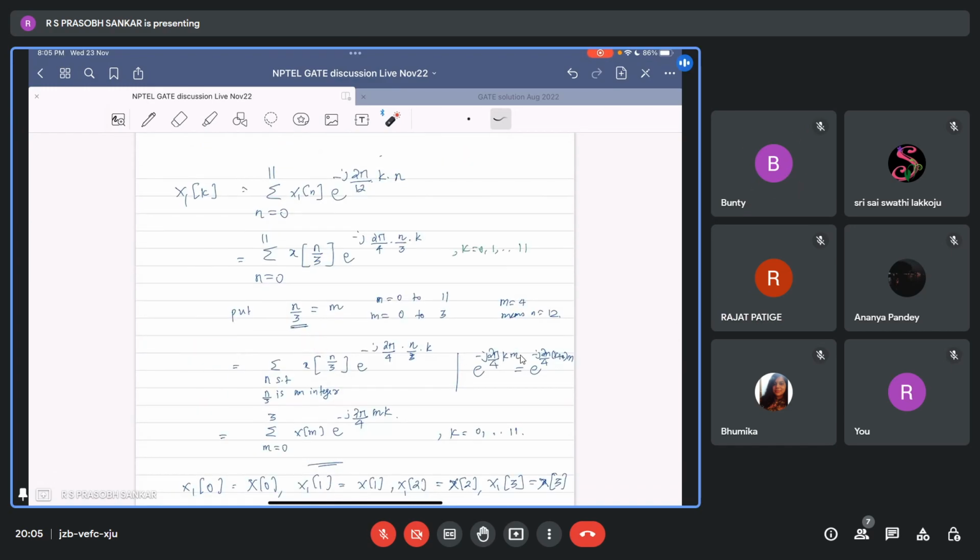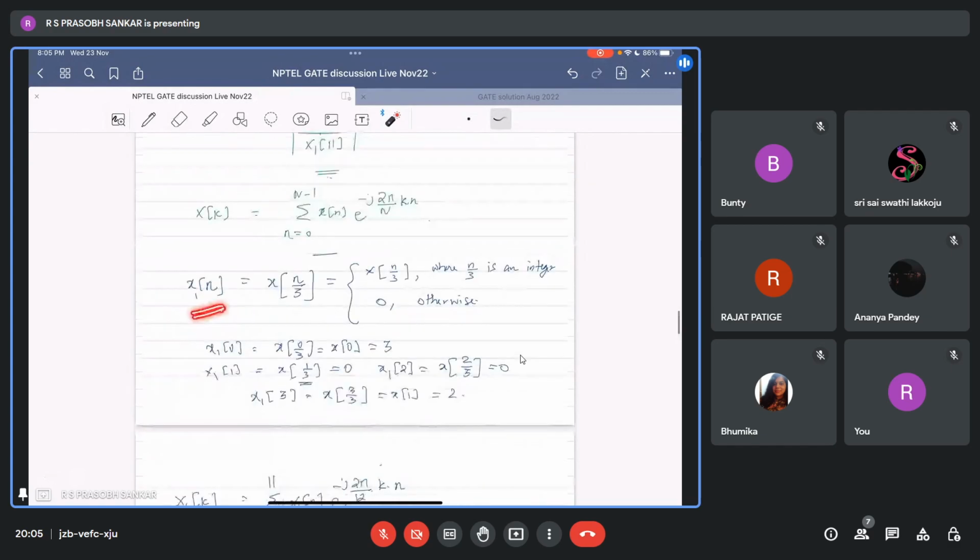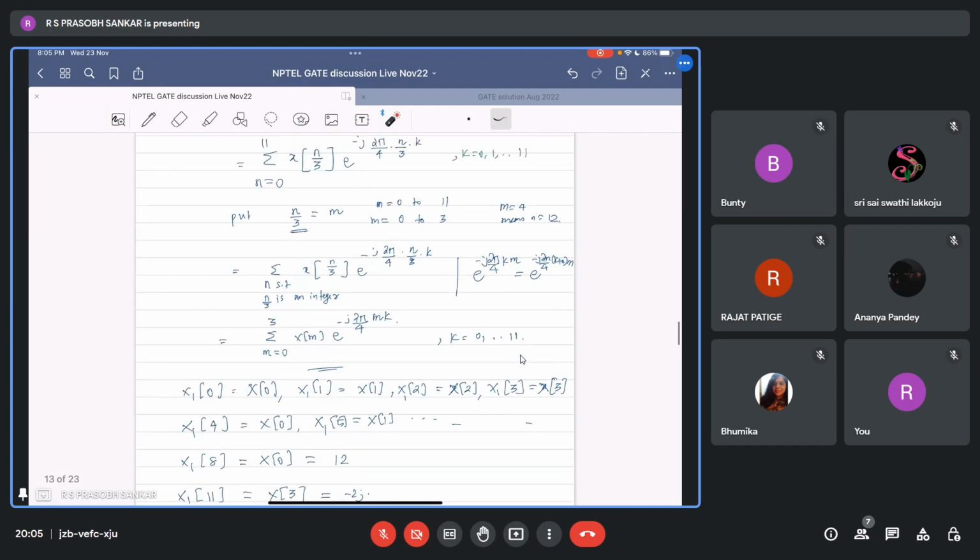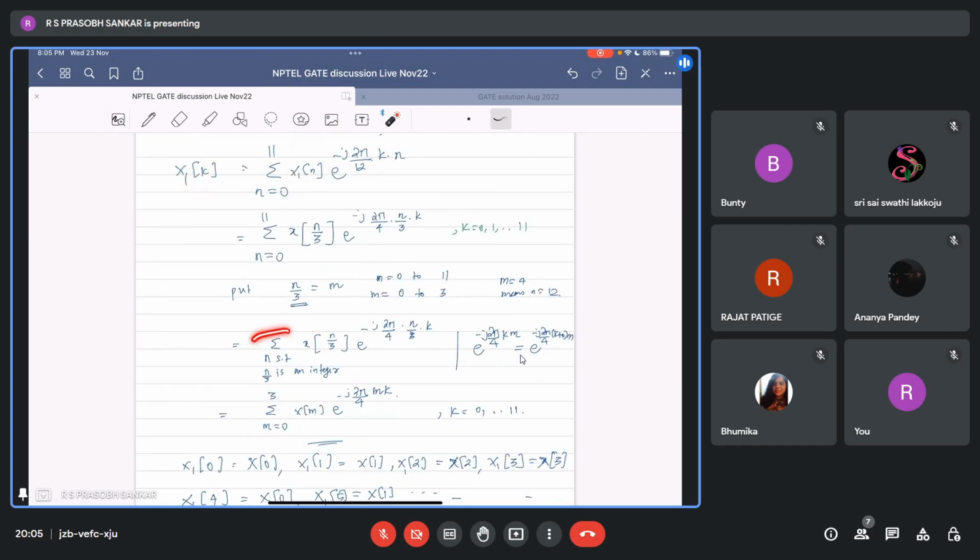Then, let me tell this line before going. The thing is that even though we have 12 terms, only 4 of them are non-zero. Why is that so? Because x1[n] is x of n by 3, which will be non-zero only when this is an integer. Otherwise, this is 0. So whether or not those terms are there doesn't really matter. Correct, no? Yes, sir.